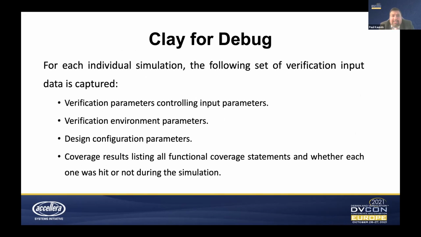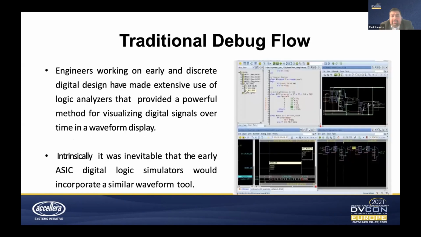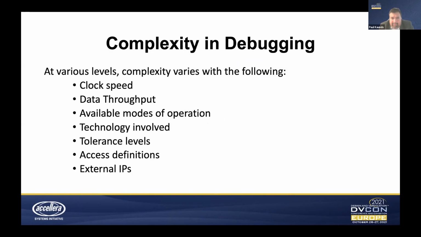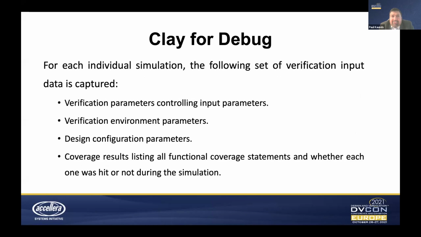So just one more perspective is, what are the things for debug? We are always debugging the verification parameters, verification environment parameters, design configuration parameters, coverage results, what is happening. All these things are the inputs for debugging in a normal system. This is the system in the traditional way we take it. So AI helps to put it all together in a context and helps us to debug faster.